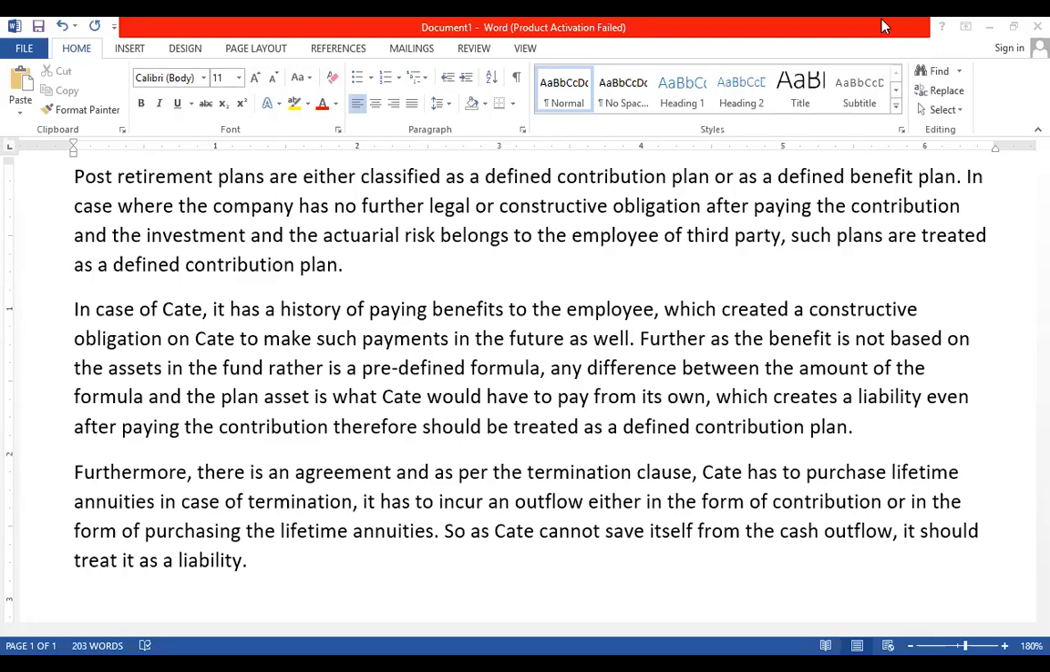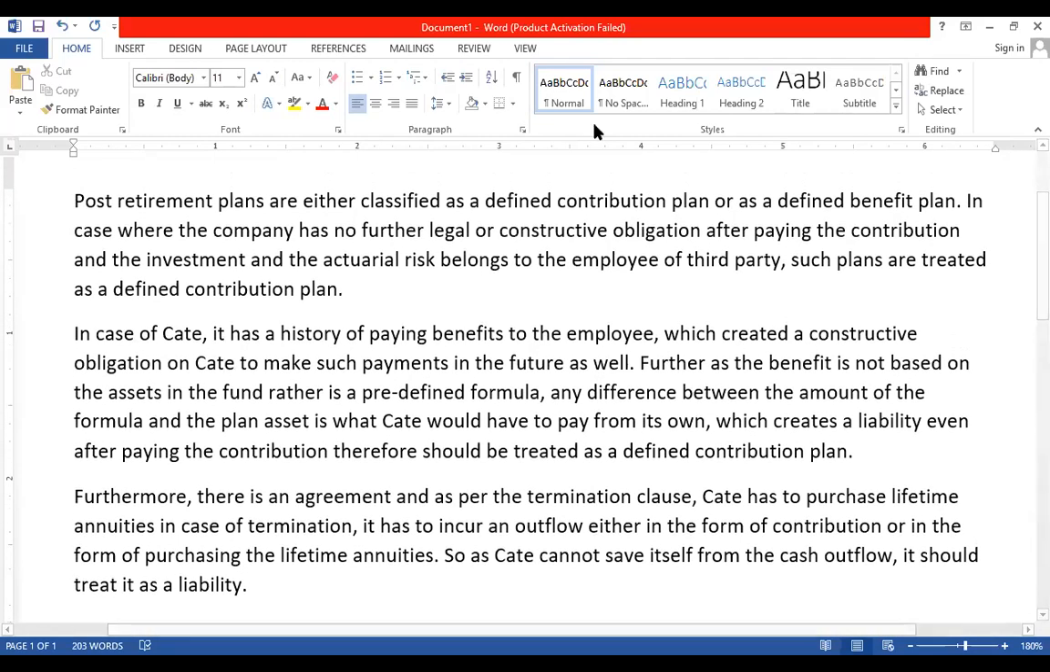Jesse is saying how we can write such a long answer in just 6 minutes. Obviously, Jesse, you cannot think of the entire answer in the exam, so probably your answer will be a reduced one. By saying it should be treated as a defined benefit plan. Okay, sorry, defined benefit plan.